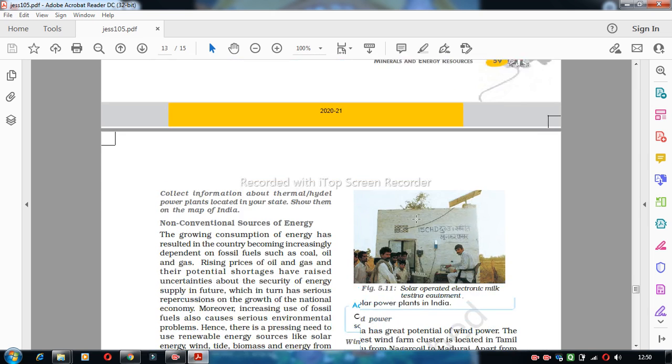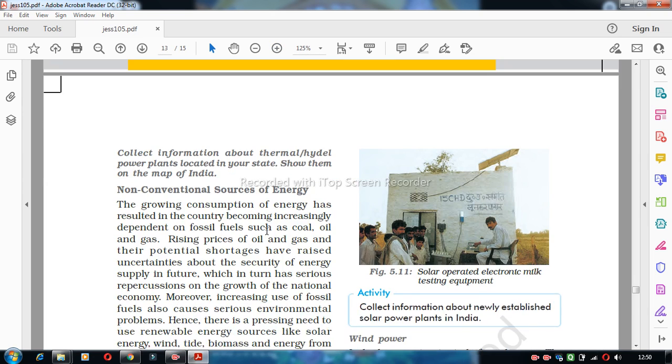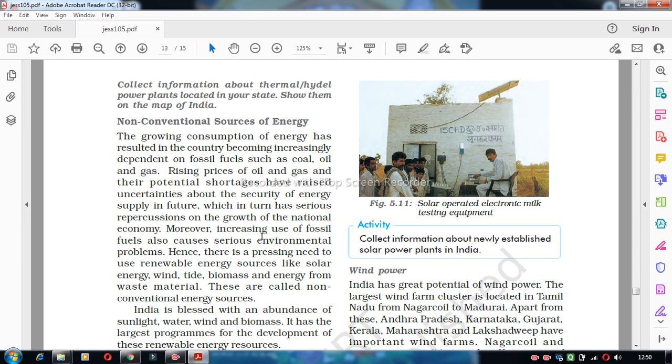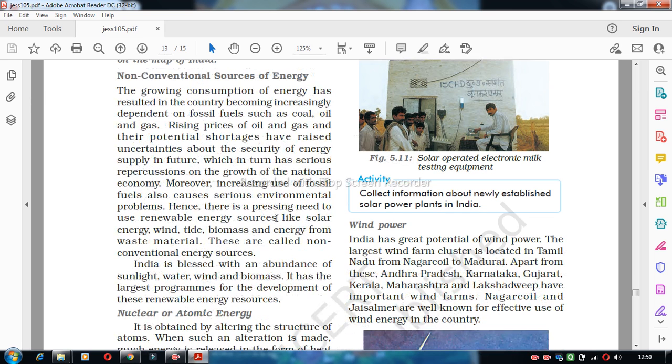Moving further to see the upcoming point of this chapter, the non-conventional sources of energy. So dear cadets, the growing consumption of energy has resulted in the country becoming increasingly dependent on fossil fuels such as coal, oil and gases. The rising prices of oil, gases and other resources and the shortage of these things affect the national economy. The increasing use of fuel also causes environmental issues.